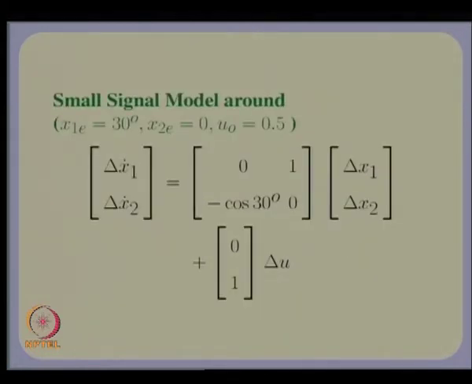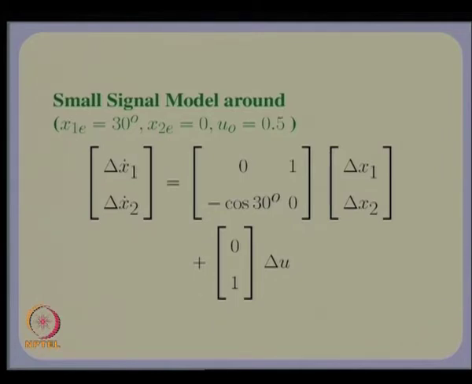So, you can easily obtain the small signal model. The small signal model is essentially a linear model around this equilibrium point. So, this is eventually the small signal model of the system. One could also in fact try to find out the linear model around another equilibrium point. So, in this case for example, the other equilibrium point is x1e is equal to 150 degrees, x2e is equal to 0 and u naught of course is the nominal value 0.5.